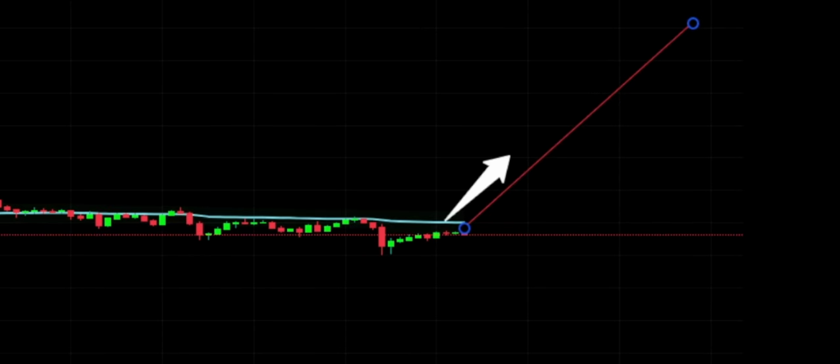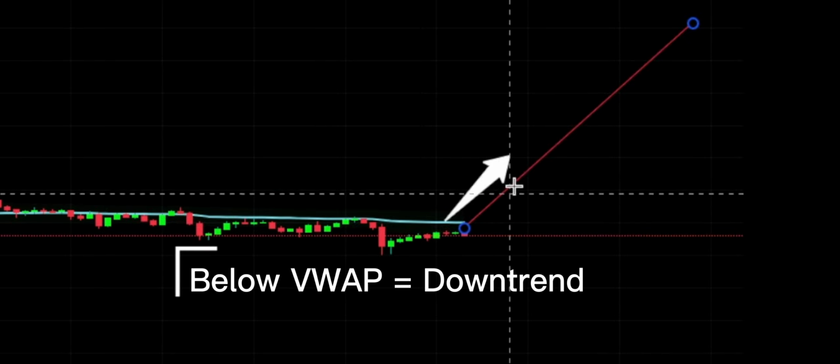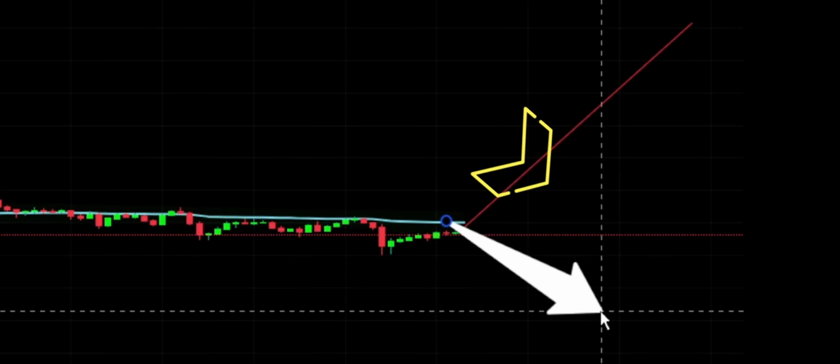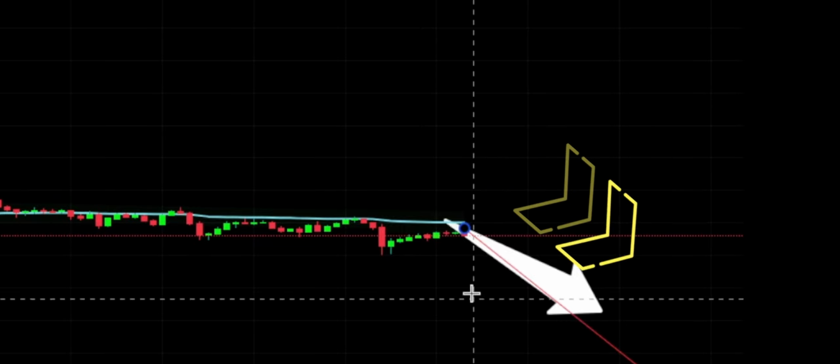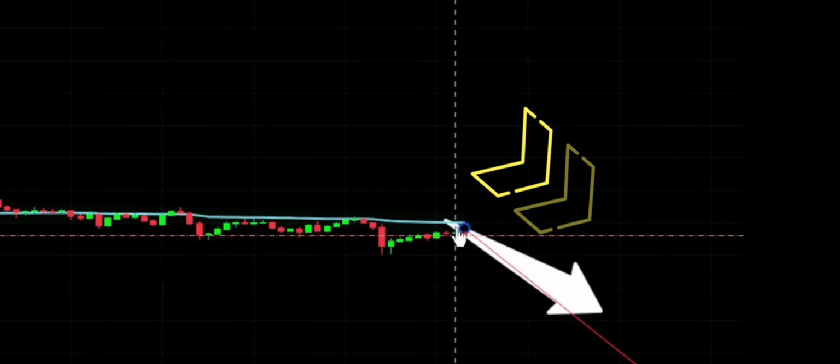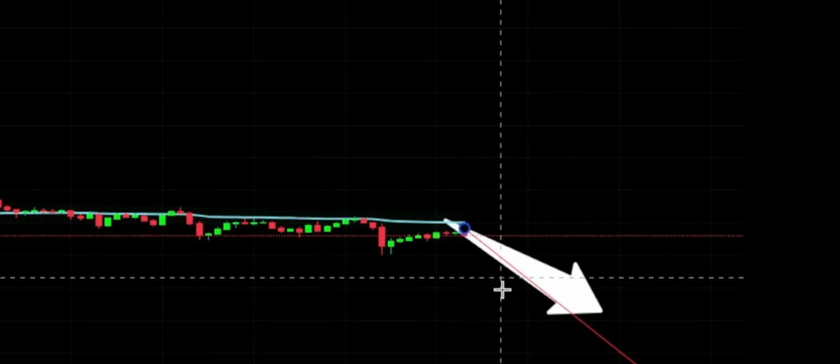So when the stock price is below the VWAP line, it is considered to be a downtrend. Basically the opposite. If the candlestick and price go below the VWAP, that would be considered a downtrend.